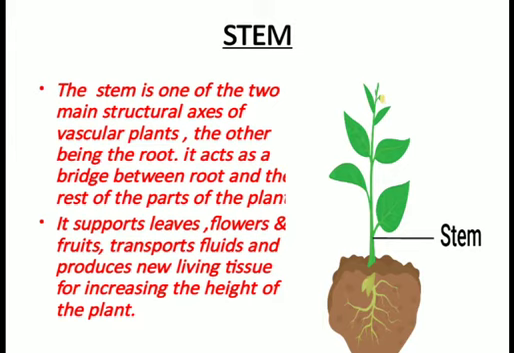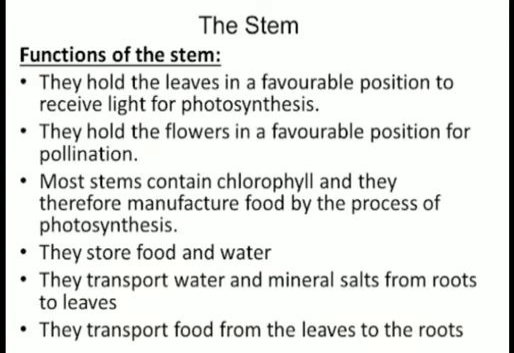It acts as a bridge between the root and the leaves, flowers, etc. It acts as a bridge between the root and the rest of the parts of the plant. It supports leaves, flowers and fruits, it transports fluids and other raw materials from the root to the various parts of the plant, and the food which the leaves prepare is transferred to various parts via the stem. It produces new living tissue, and that adds to the increase in the height of the plant. So the stem is a very important organ of the plant.